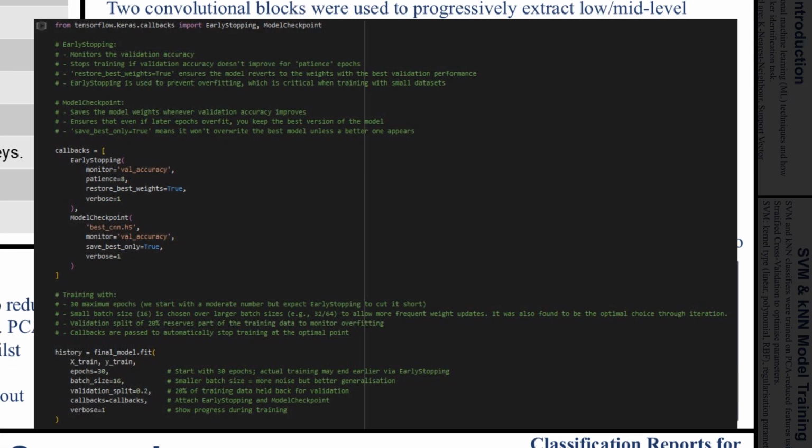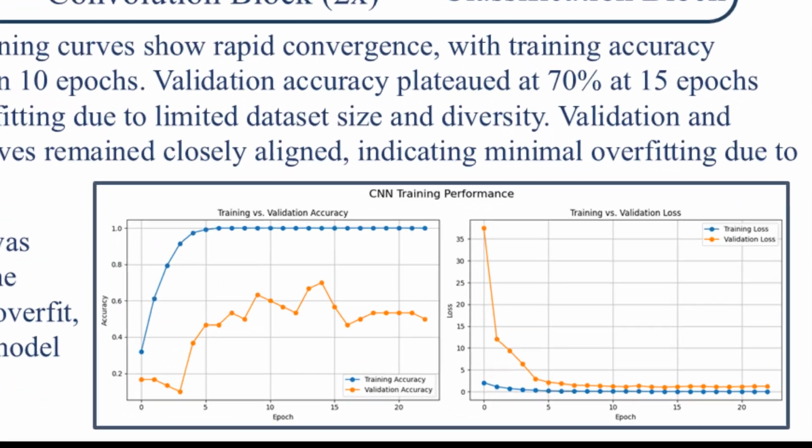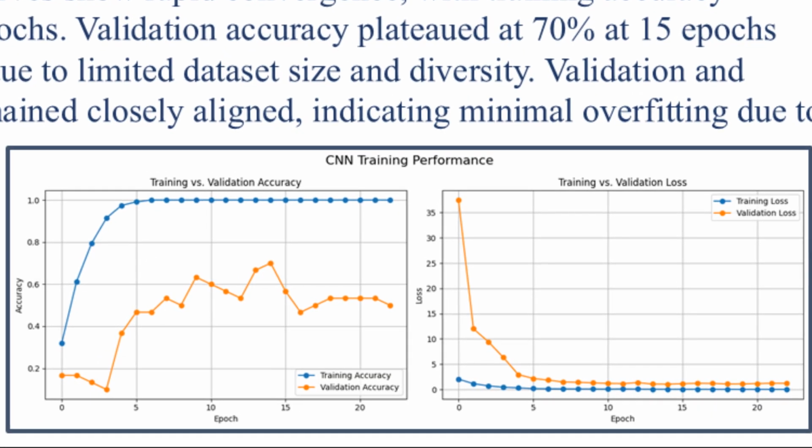prevent overfitting. Training accuracy reached 100% within 7 epochs, but validation accuracy plateaued at 70% around epoch 15, indicating that after this it would start to overfit due to the limited dataset size. Early stopping helped to limit further degradation, as seen by the relatively aligned training and validation loss curves.